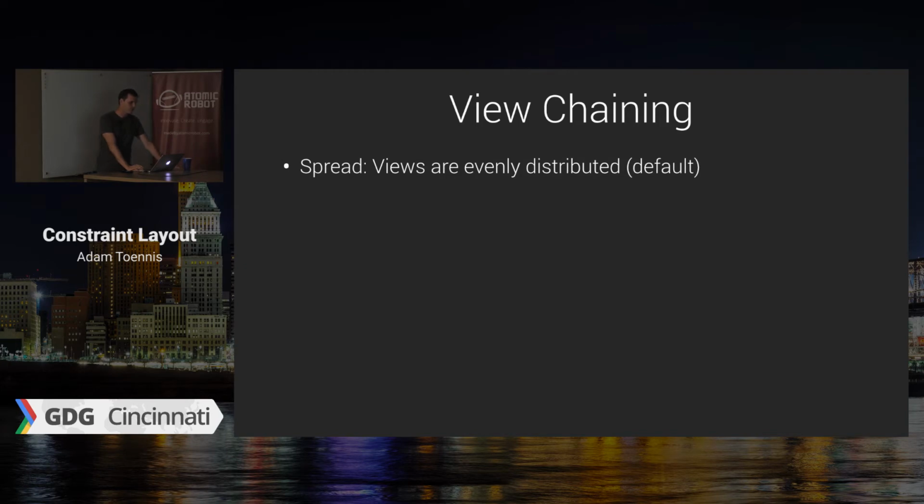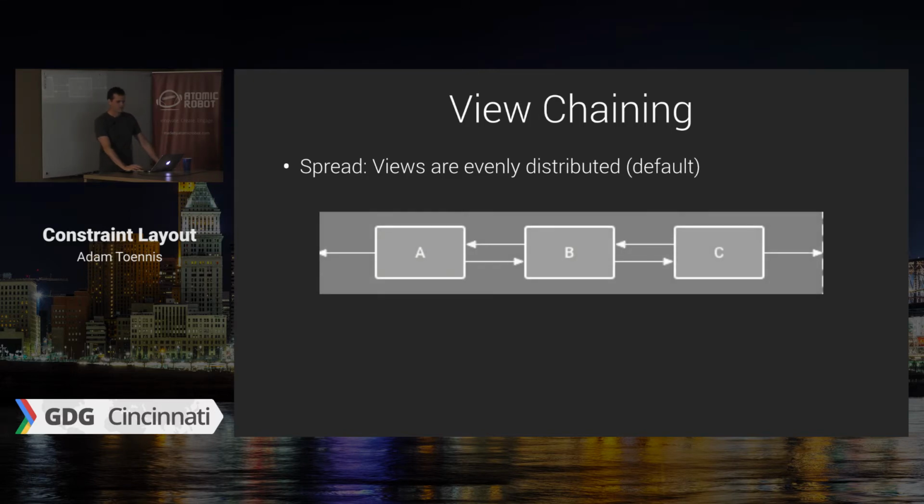Spread: the views in the chain are going to be spread out evenly, which is the default. If you link them all together, it'll just evenly spread them out, which is what this is showing. I think that's equal spacing between them, and they could be different sizes themselves. Correct. Yeah, the spacing, that's a good point. The spacing right here will be the same, but these could be different sizes.